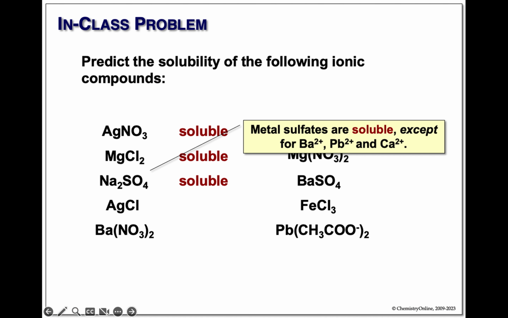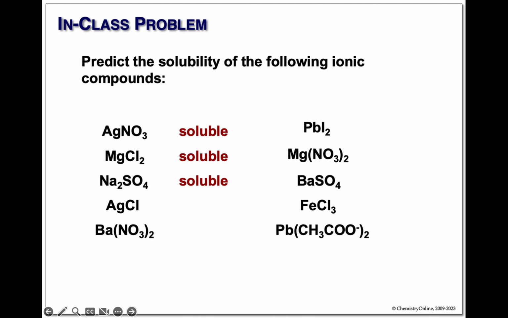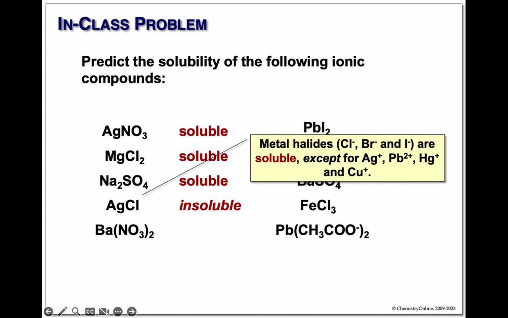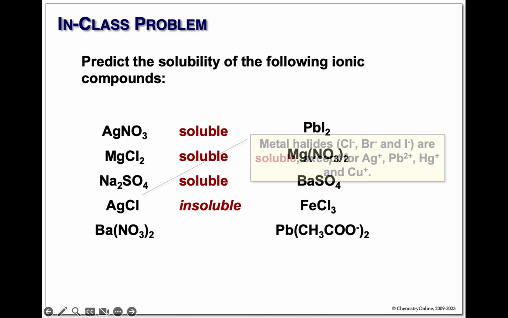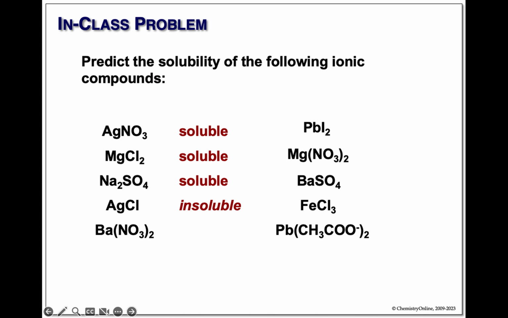Back to silver. We said silver was a heavy metal. Most metal halides are soluble, except for silver, lead, mercury, and copper. We know that barium is a bad guy, right? But that's only with sulfate.